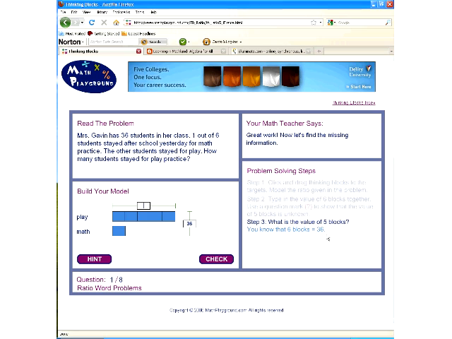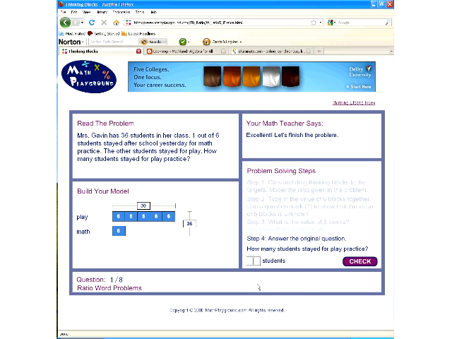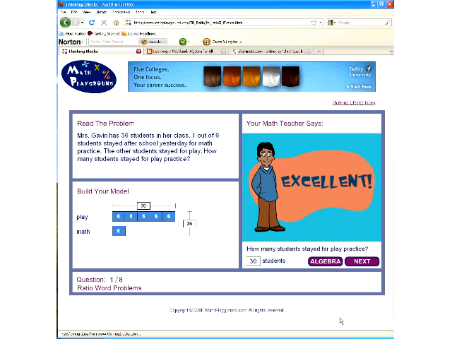We know that 6 blocks equals 36, and 6 blocks are coming from all the blocks in the model. So if 6 blocks have a value of 36, one block has a value of 6, we're looking for 5 blocks, so that has to be 30. We check it, and often students will just type in a number in response to a word problem, but this actually gets them to think about what that number means. So how many students stayed for play practice? It was 30 students. And we check our work, and great. So actually, in the ratio level, you can see how it would be done algebraically, and it kind of goes through the process for you.